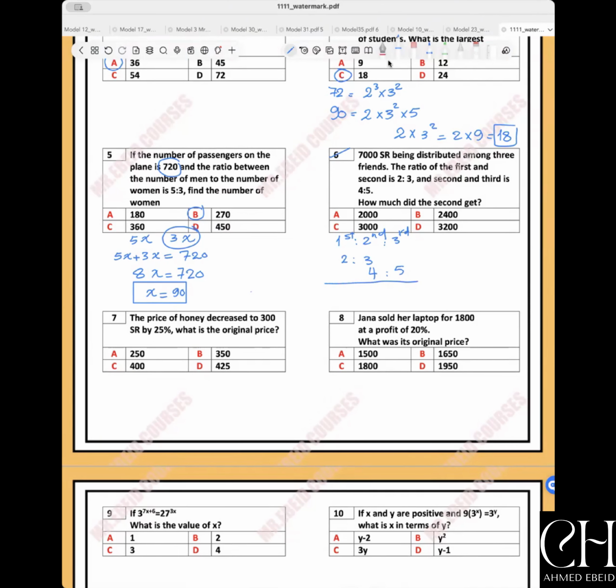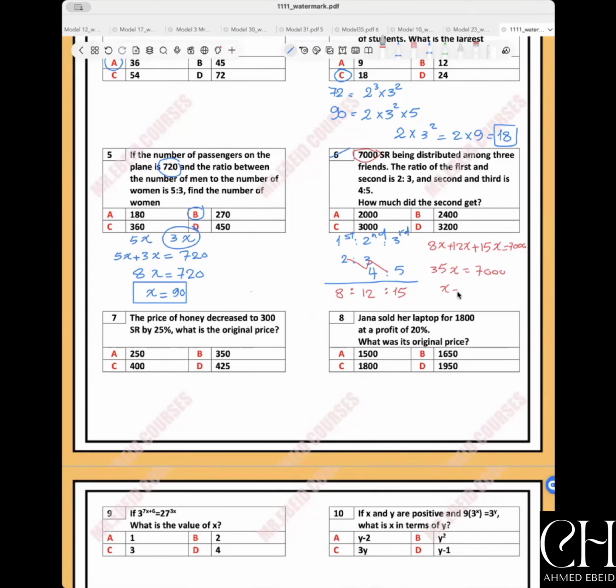To write them in one ratio, use this method. 2 times 4 will be 8. 3 times 4 equals 12. 3 times 5 equals 15. Now we have one ratio. Just add them. This is 8x plus 12x plus 15x equals the total, which equals 7,000. 8 plus 12 will be 20. 20 plus 15 will be 35. So 35x is equal to 7,000.